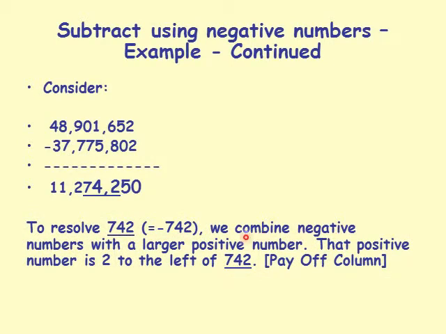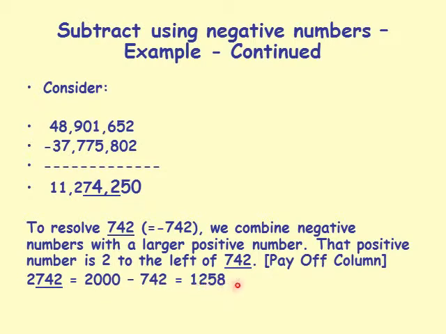We combine a negative number with a larger positive number, and that larger positive number is the 2 on the left, which is a payoff column. So let's take up the small portion of the problem, which is 2 on the left and negative 742 on the right. We just extracted 2742 from here. 2 is 2000 in positive, and 742 is negative.